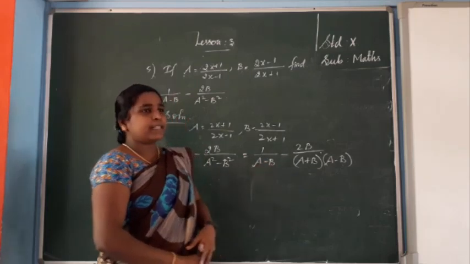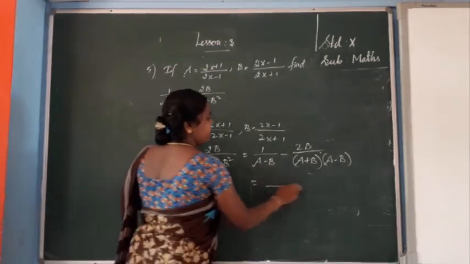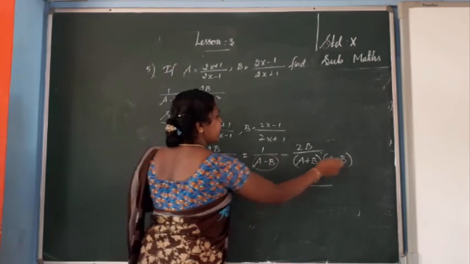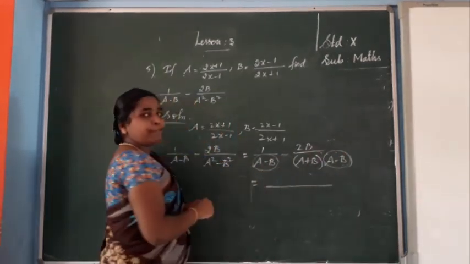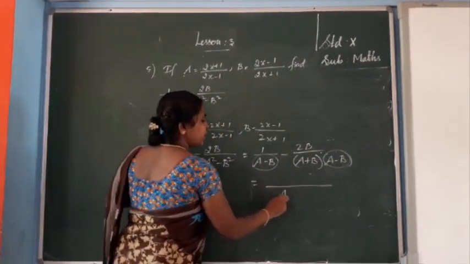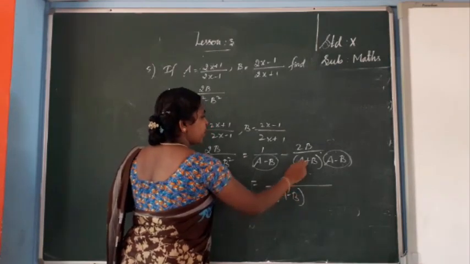So you take the LCM. A minus B is here, here also A minus B. So the common factor for A minus B and A minus B is A minus B. Okay, next one more time.